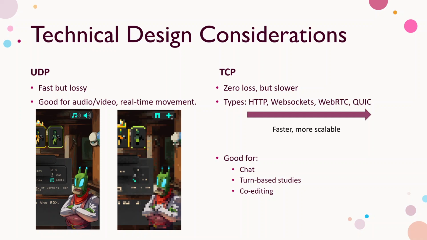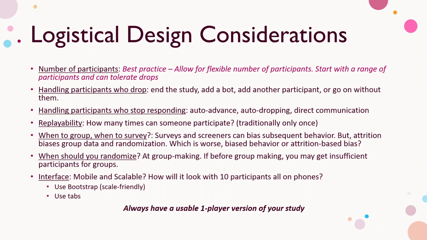The strength of TCP is that it's good for things like chat, turn-based studies, and co-editing. As long as you want to make sure there's zero loss in your data, you don't want people's messages to get lost, or individual letters or individual choices to get lost, you use TCP. In our experience, we use TCP 95% of the time. It's zero loss and a little bit slower, but in terms of human cognition and human decision making, it's completely fine in terms of latency. Okay, lots of logistical design considerations here.